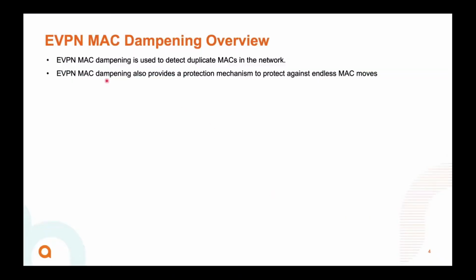Overview. So EVPN MAC Dampening is basically used to detect duplicate MACs in the network, right? So you shouldn't have the same MAC address in multiple places. So that's the whole point. And basically, once you detect these duplicate MACs, you can also provide a protection mechanism to prevent it from flapping, right? Endless MAC moves. You shouldn't flap from one VTAP to another.